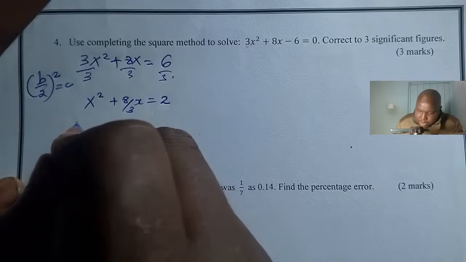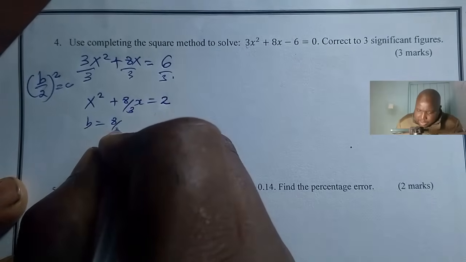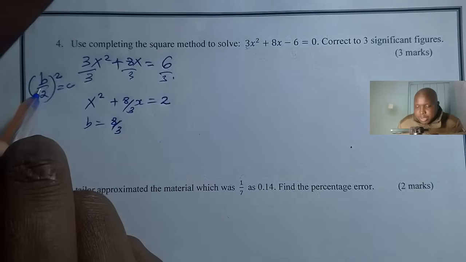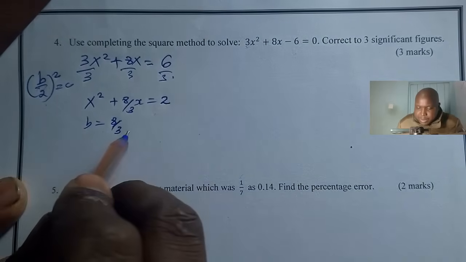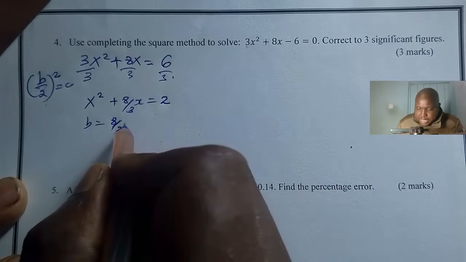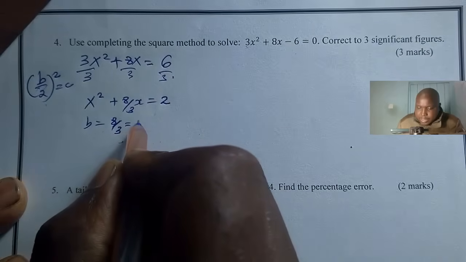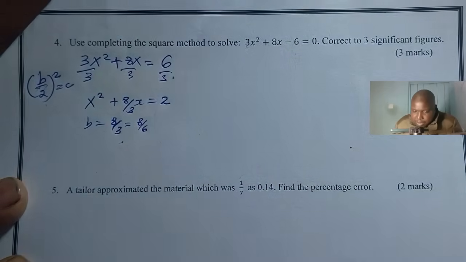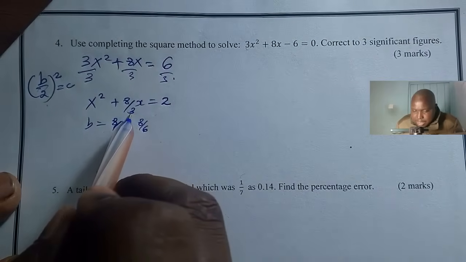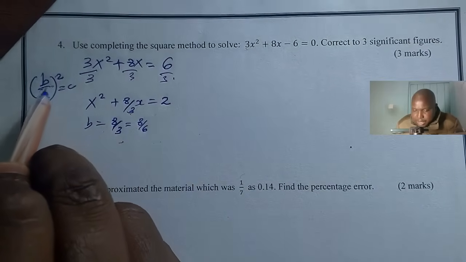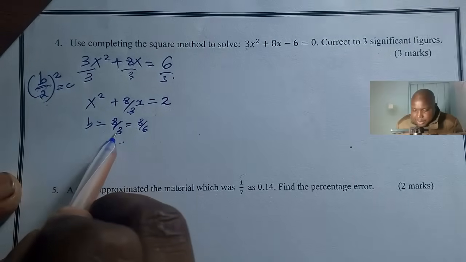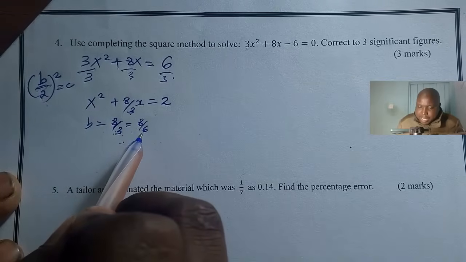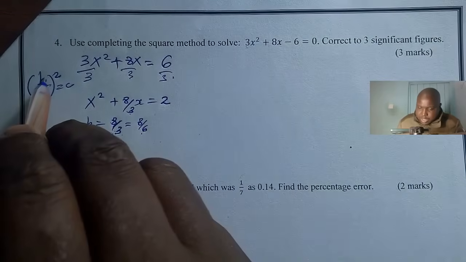Our b is equal to 8/3. That is our b. So if this is b, we are supposed to divide by 2. So finally, if we divide this by 2, we are going to get 8/6. You see that? 8/3 is b. But b is divided by 2. So if we divide 8/3 by 2, we get 8/6. So that is our b/2.